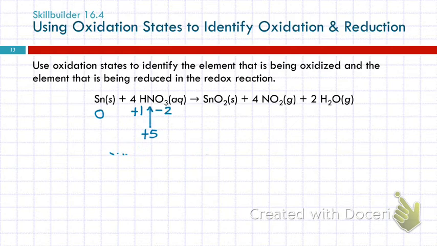Okay, so we did all the reactant elements. Now let's look over here. SnO2, that is an ionic compound. Just use ion charges. What charge does oxygen have in ionic compounds? -2. So the oxygen's -2. And what's the charge on the tin? There's 2 oxygens, and they're each -2. So that's a total of -4, so it must be plus 4.